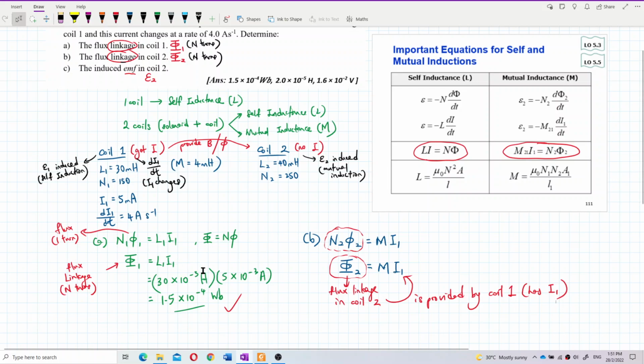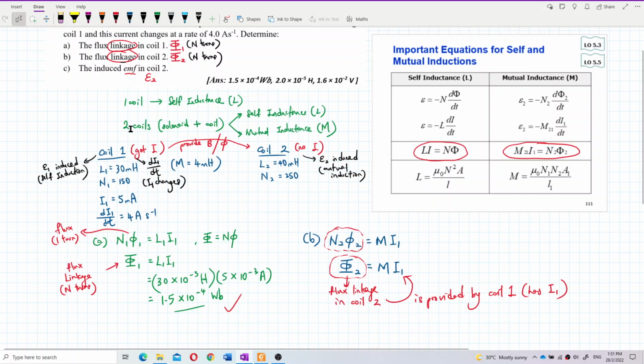What I can say is coil 1 has the current, so coil 1 can produce flux linkage in its own coil. It also provides flux linkage for coil 2, because coil 1 has the current I1. So it provides magnetic flux linkage for its own coil 1, and it also provides magnetic flux linkage for coil 2, the neighboring coil. That is what it means.